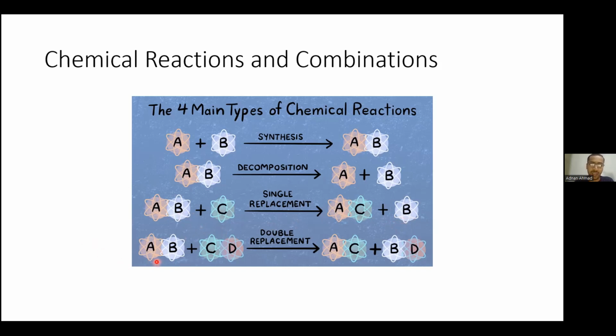So when AB reacts with CD in a double displacement reaction, we get AC and BD. So this is how this reaction works. This is a double displacement reaction. You can see that B has been replaced with C, and D has been replaced with B. So here we have AB. So instead of AB, here we have AC, and on the left-hand side here we have CD, and instead of CD we have B and D here.